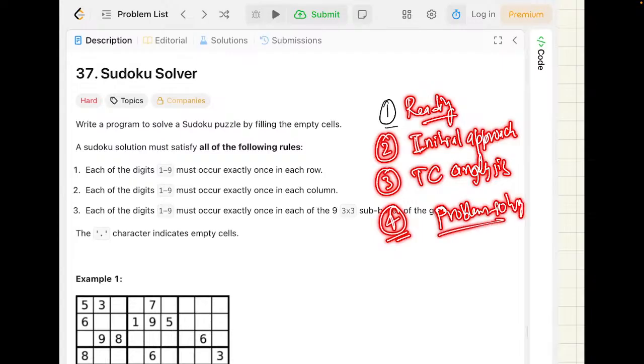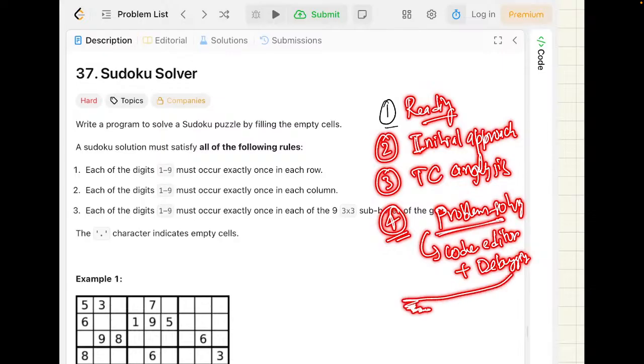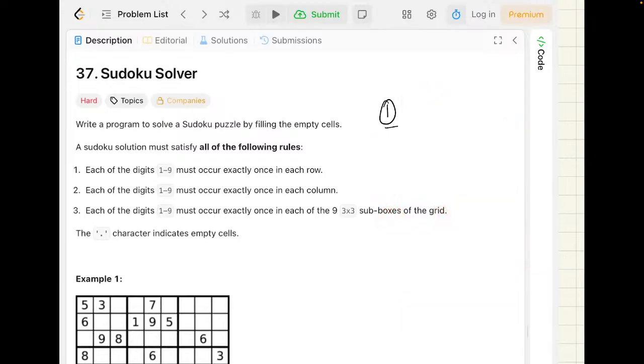Here we will go to the code editor and then do the debugging part of it. So this is the entire approach. First I will read the problem, then I will do the initial logic building, and after that we will do time complexity analysis, and if it fits the problem constraints, then we will go for the coding section and code this problem. This is classic LeetCode solving, and yeah, let me start it.